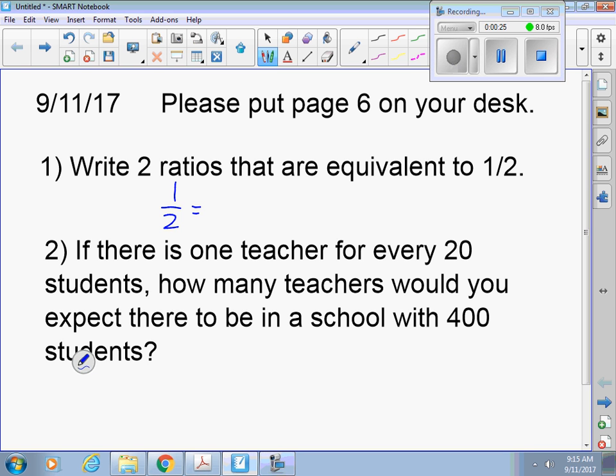Do you guys have any examples of ratios that have the same value as 1 to 2? Mackenzie? 2 to 4. 2 to 4, very good. She scaled that up to 2 to 4. Trinity? 3 to 6, nice job. Another example, Willow. 4 to 8. How many examples could we give? Hundreds. A lot, more than hundreds. We could give an infinite number of examples because we keep scaling that up.